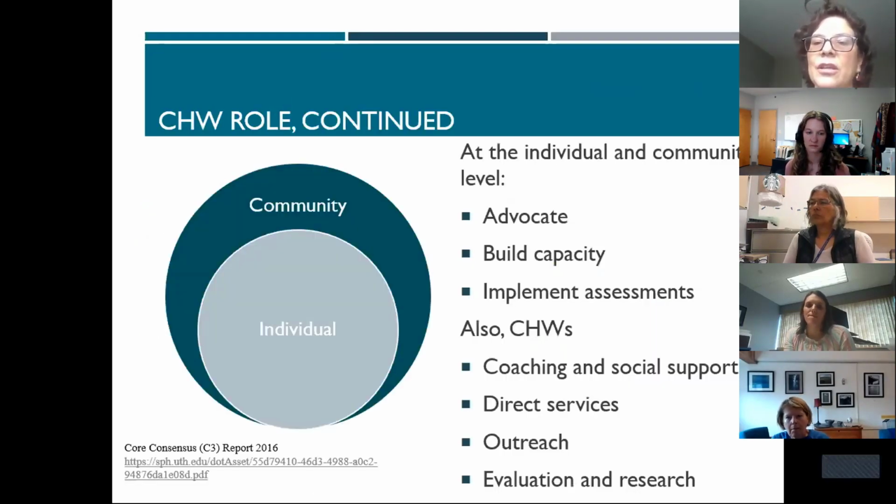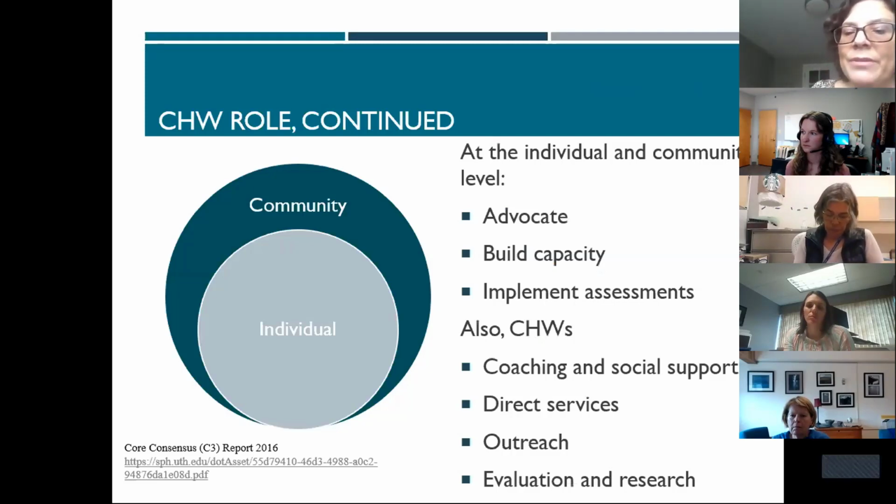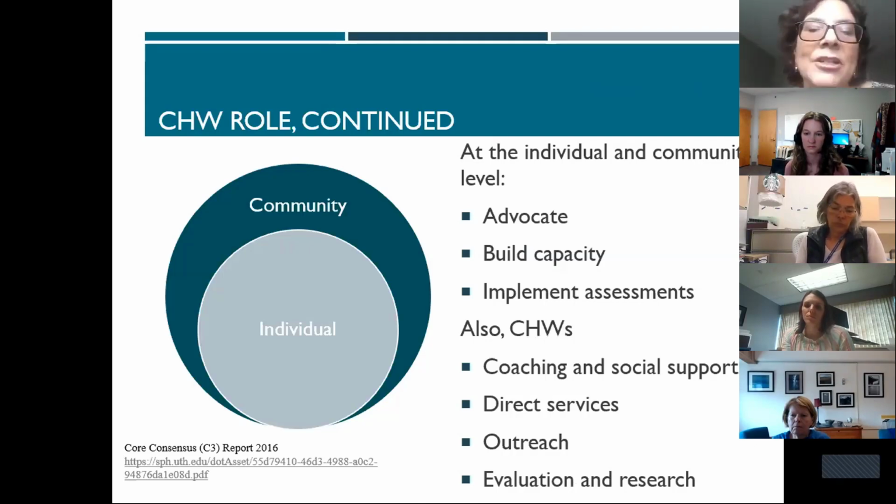Community health workers historically have served at the individual level and the community level to assist with advocacy, capacity building, and conducting assessments. And also CHWs have been very involved more recently in coaching around health behavior change for chronic disease, self-management, and providing social support. Some provide direct services, so there have been many interventions with using CHWs doing blood pressure monitoring at community sites. Historically, CHWs have been widely used for outreach, and then more recently, evaluation and research.